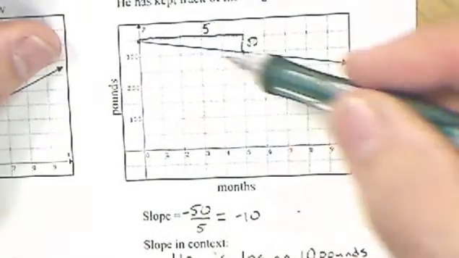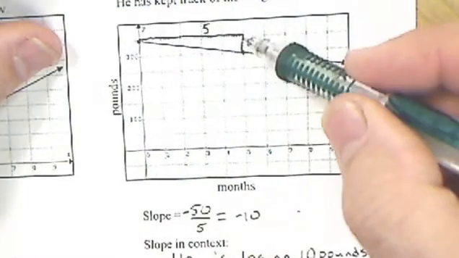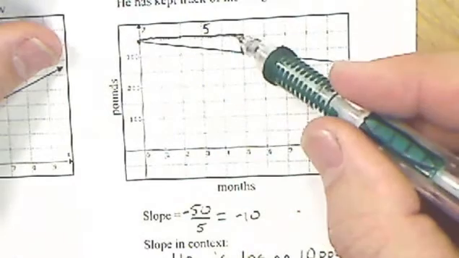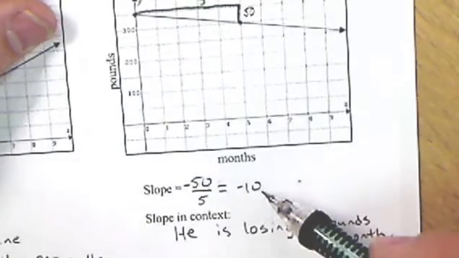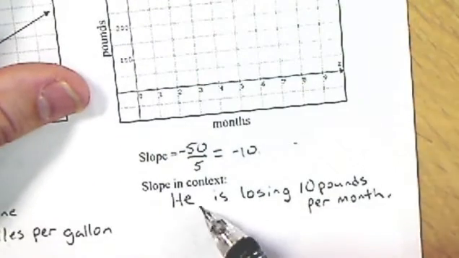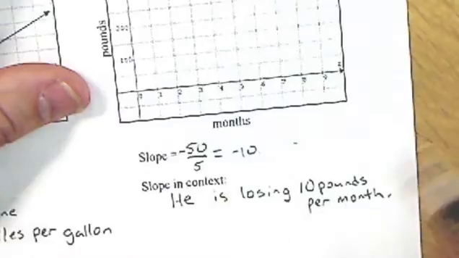On this one, it's negative. It's going downhill. It goes down 50 and over 5. So it's negative 50 over 5, which reduces to negative 10. He is losing 10 pounds per month.